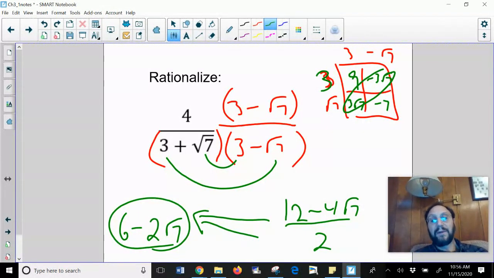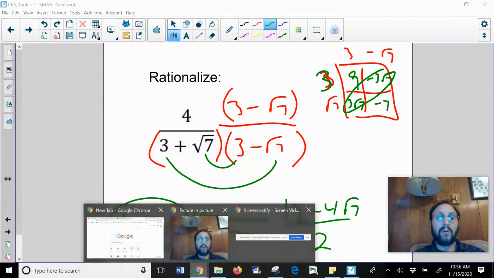We could split that up into 12 over 2 minus 4 radical 7 over 2, or we could just divide 2 into both of them. All right, so this is about rationalizing square roots, and I'm sure there'll be more to be said about this.